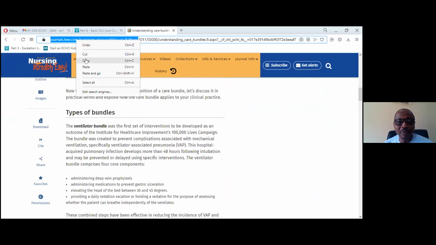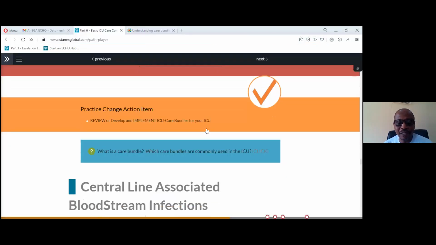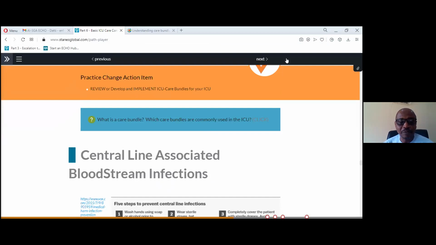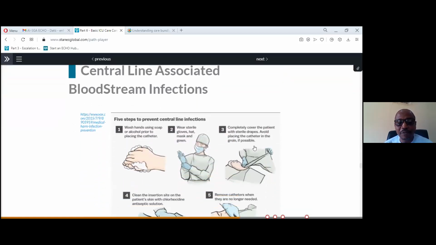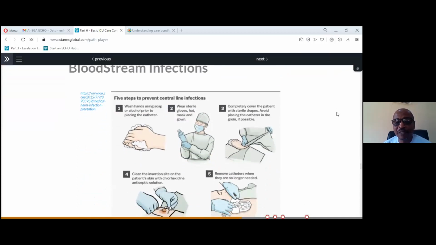So then you can have the link there on the chat box also. So he's talking about central line associated bloodstream infections. Also, there are steps to prevent such from occurring or to minimize it. And this is available also on the Learning Resource Center. You can see wash your hands, wear sterile gloves, hard mask, and so on. The standard infection prevention control. Now let's go down.